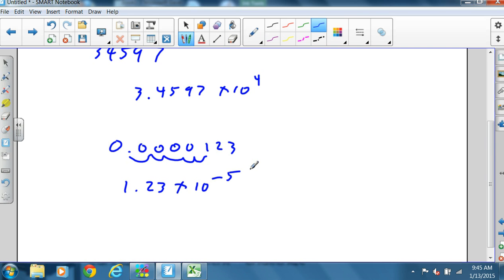So if I go to mode, and I tell it I want scientific notation, now my calculator is in scientific notation, and I put in 0.000123, then it gives me 1.23 times 10 to the minus 4. And if I put in 34597, it gives me 3.4597 times 10 to the 4th. So my calculator, if it's in scientific notation, will give me the answer in scientific notation. Isn't that lovely?